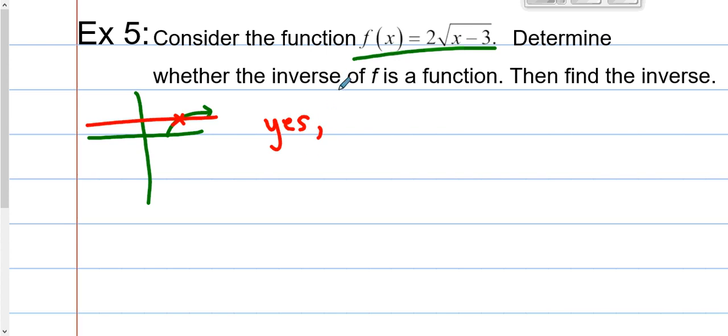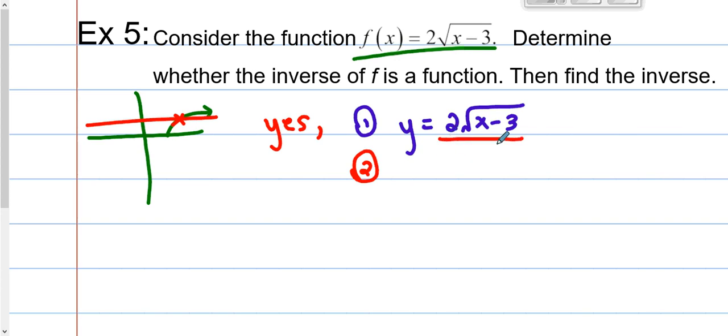Now I have to find the inverse. Step 1, change f of x to y. So y equals 2 square root of x minus 3. Step 2, solve for x. So first, I'm going to divide by that 2 that's out front. Remember, there's an understood 1 in front of the y. So I have 1/2 y equals, those cancel, the square root of x minus 3.